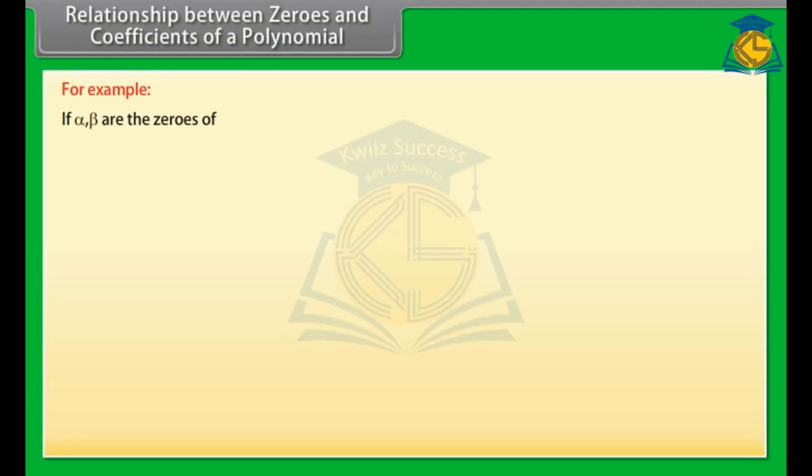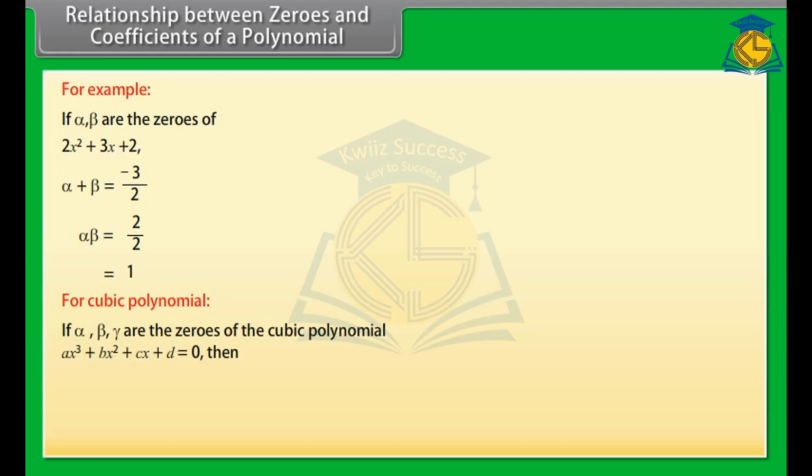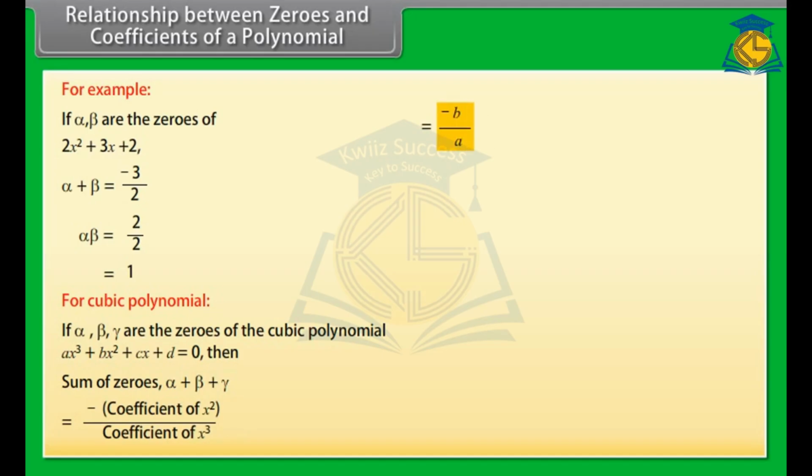For example, if alpha, beta are the zeros of 2x square plus 3x plus 2, then alpha plus beta is equal to minus 3 upon 2, alpha beta is equal to 2 upon 2, which equals 1. For cubic polynomial, if alpha, beta, gamma are the zeros of the cubic polynomial ax cube plus bx square plus cx plus d is equal to 0, then sum of zeros, alpha plus beta plus gamma, is equal to minus coefficient of x square upon coefficient of x cube, which equals minus b upon a.